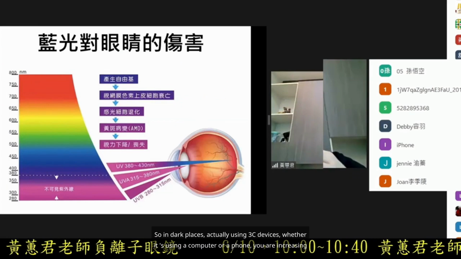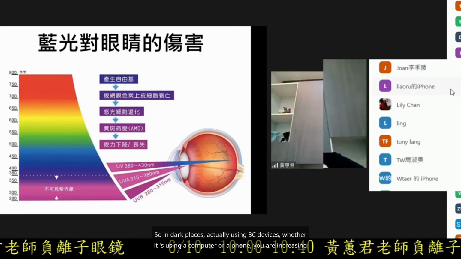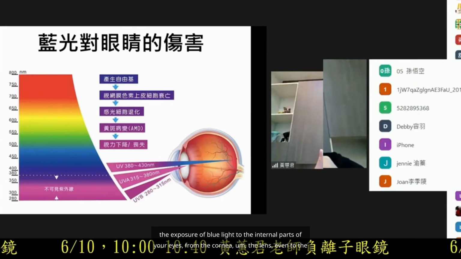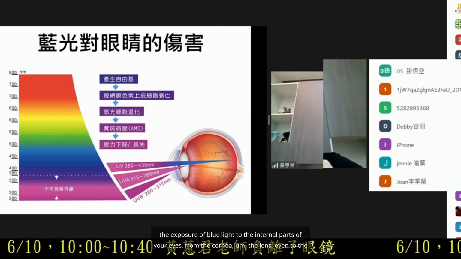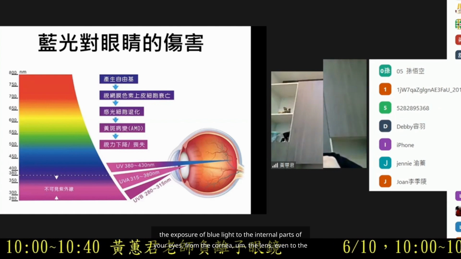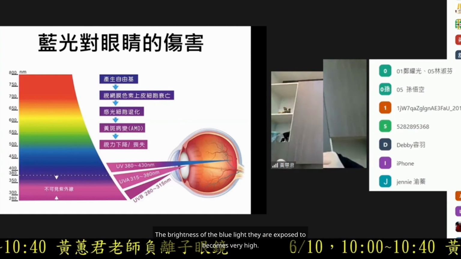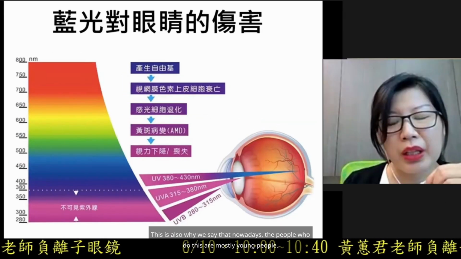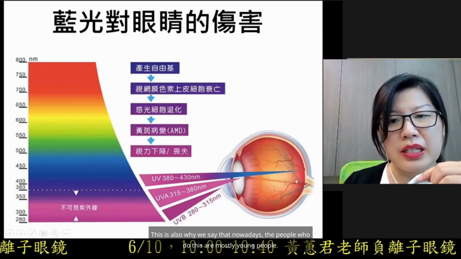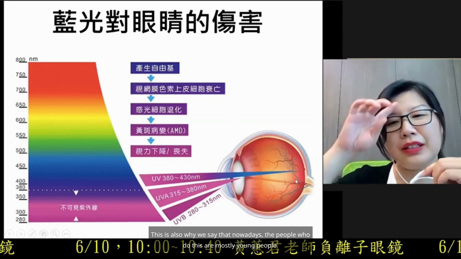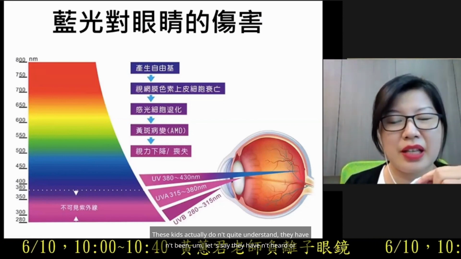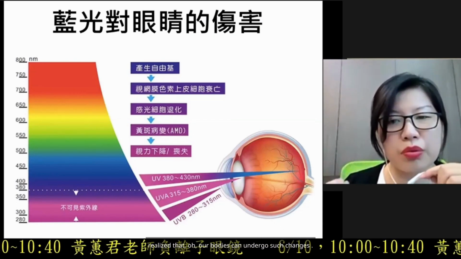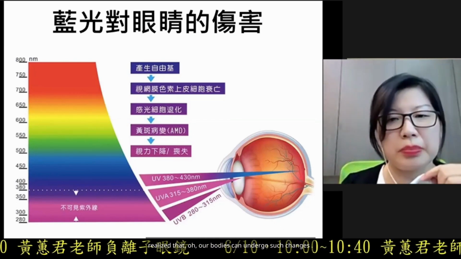So in dark places, actually using 3C devices, whether it's using a computer or a phone, you are increasing the exposure of blue light to the internal parts of your eyes, from the cornea, the lens, even to the macula. The brightness of the blue light they are exposed to becomes very high. This is also why we say that nowadays, the people who do this are mostly young people. These kids actually don't quite understand. They haven't heard or realized that, oh, our bodies can undergo such changes.